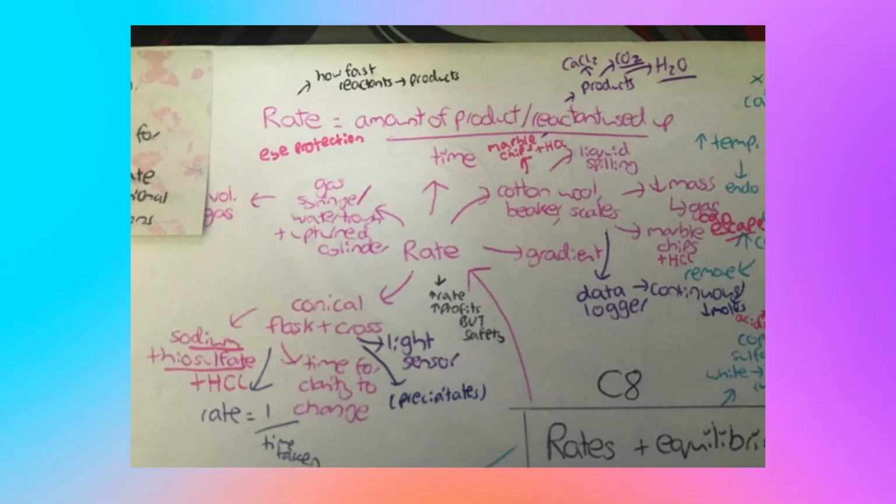And our last experiment is using a conical flask with a cross. So instead of marble chips, this time we use sodium thiosulfate and hydrochloric acid, and we measure the time for the clarity to change, and this time rate will equal 1 over the time taken. And if we want to increase our accuracy in this experiment, we can use a light sensor. Now, rate is really important in chemical industry, and this is because if we can find a way to increase the rate, we can potentially increase profits, but we do need to look at safety considerations.